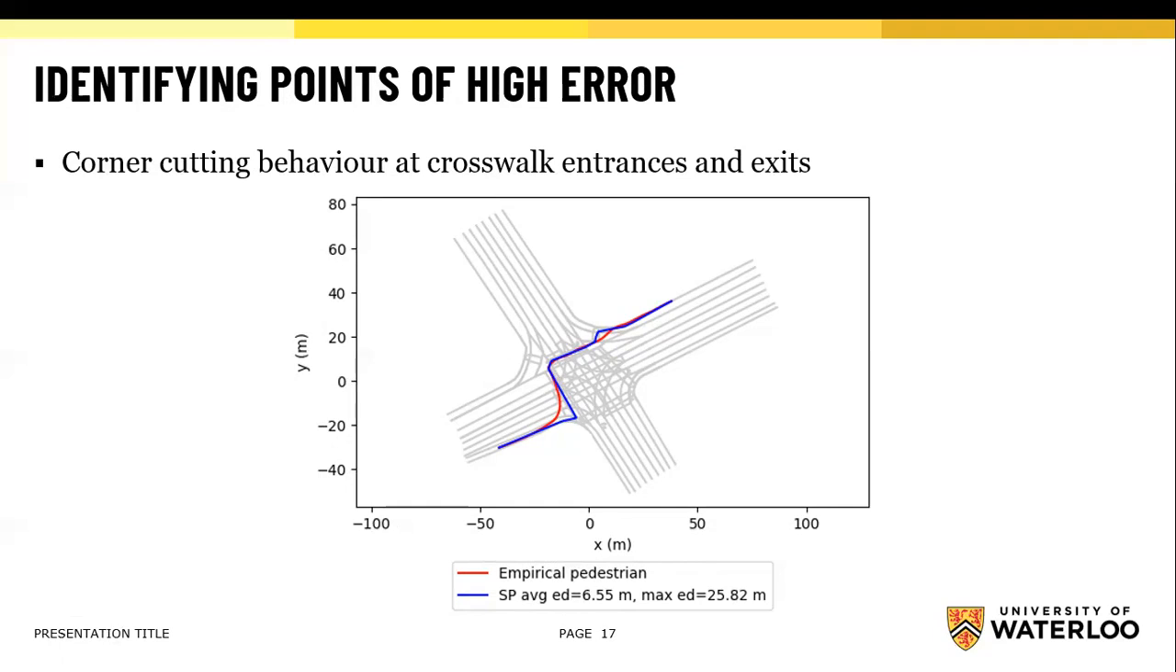So these were points of high error because it would take different amounts of time to enter and exit crosswalks, and there would be a delay, and error would accumulate as a result. So we were able to identify these, and on a case-by-case basis, we adapted the maneuvers for entering the crosswalk and exiting the crosswalk to optionally allow this corner cutting behavior for the simulated pedestrians.